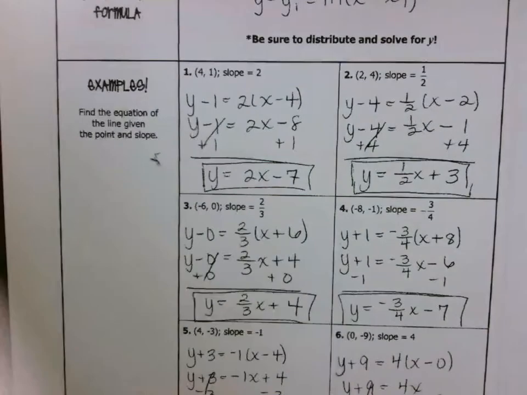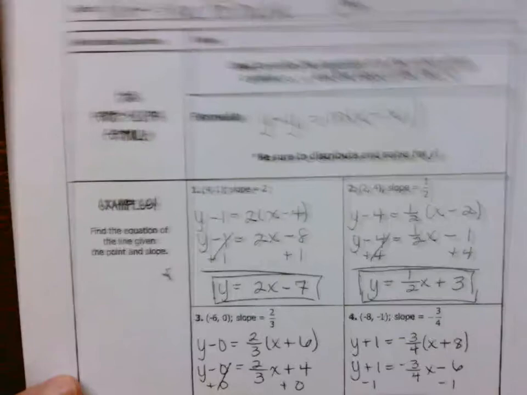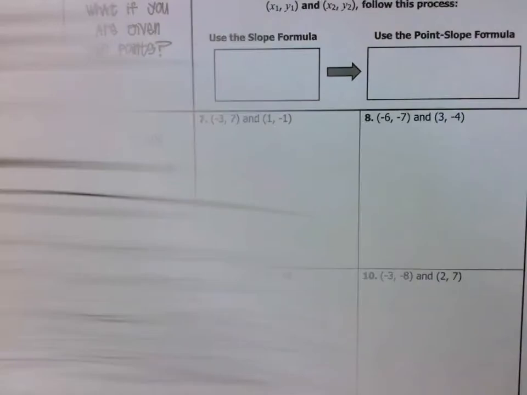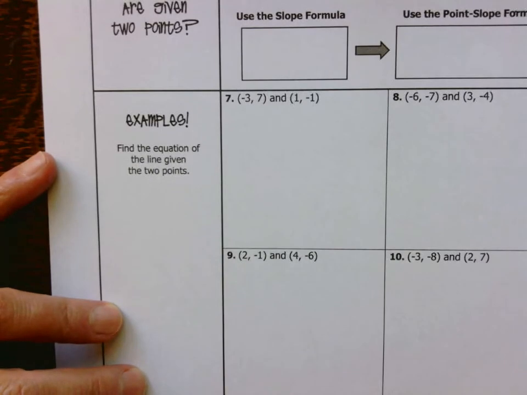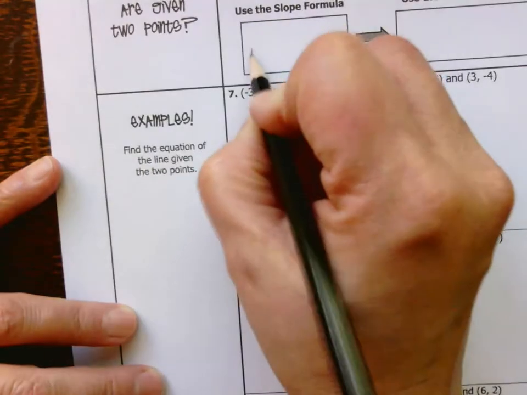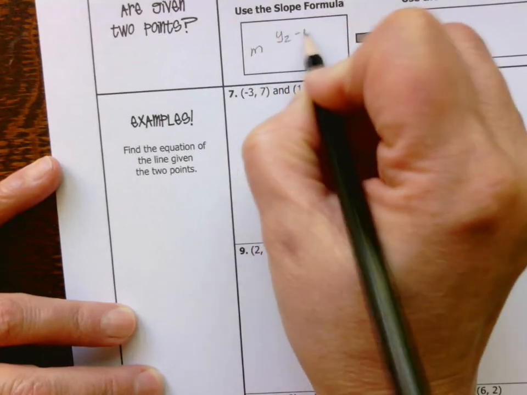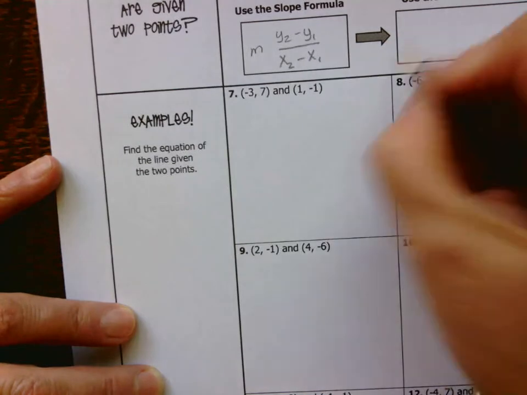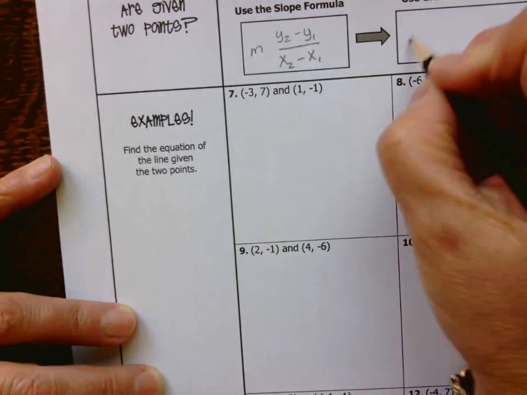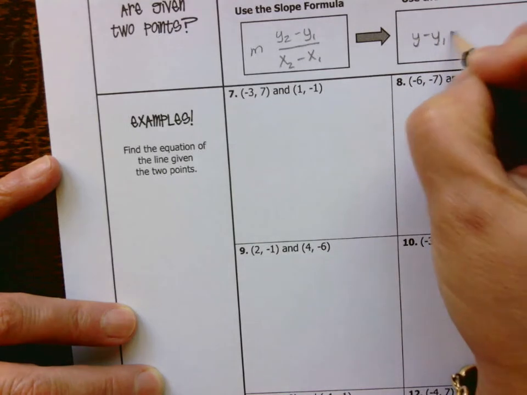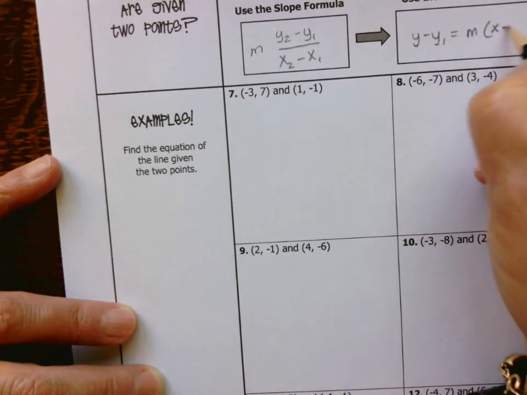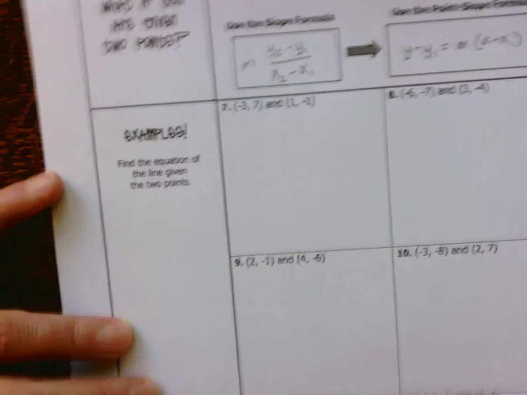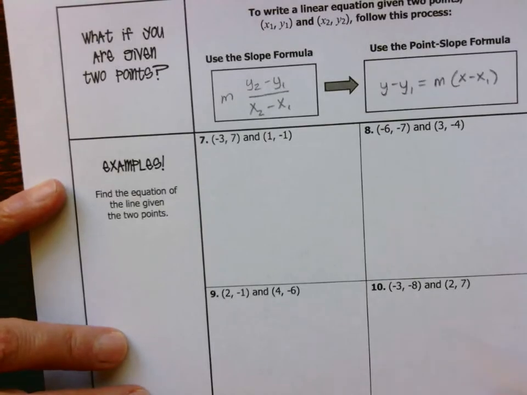So turn your page. Sometimes we're given 2 points. We aren't given the slope. And so what we need to do is we need to use those 2 points to find the slope first. So the slope formula, remember, is y2 minus y1 over x2 minus x1. And then once we do know m, we can use y minus y1 is equal to our slope times x minus x1.